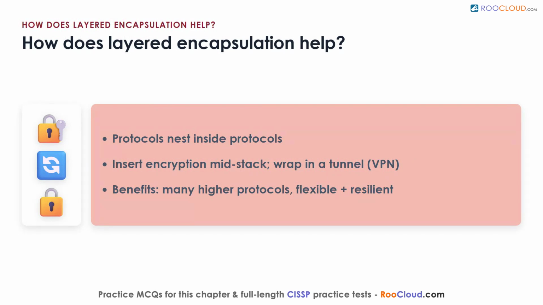By letting protocols nest inside protocols. A single message can be wrapped again and again, with web content inside the reliable transport protocol, inside the internet protocol, inside the local frame. You can add still more layers, such as slipping encryption in the middle to create secure traffic, or wrapping the whole thing in a tunnel to build a virtual private network. The benefits are real. A wide range of higher layer protocols can ride along. Encryption can be inserted at multiple points, and the result is flexible and resilient. Think of nesting boxes, each one able to carry whatever you place inside it.